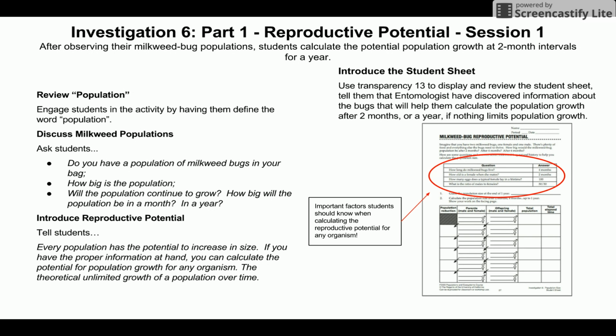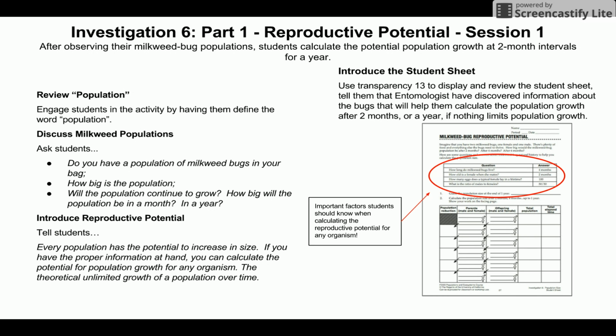Introduce reproductive potential. Tell students that every population has the potential to increase in size. If you have the proper information at hand, you can calculate the potential for population growth for any organism. Reproductive potential is the theoretical unlimited growth of a population over time.